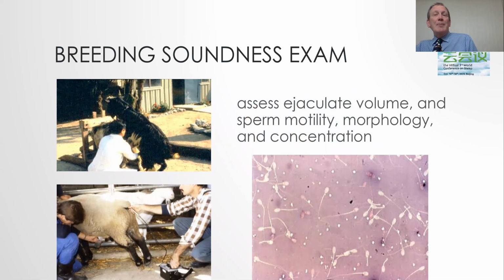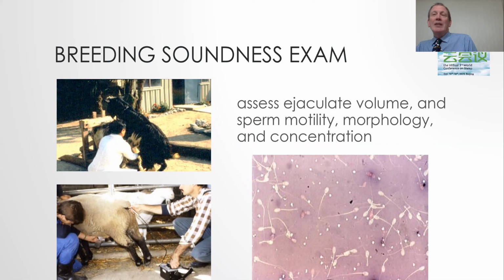When we collect that semen sample, whether it be by artificial vagina or electroejaculation, we're going to want to measure the ejaculate volume. We're going to want to look at forward progressive sperm motility. We'll go ahead and kill a small subset of those sperm and do some live-dead staining to look at morphology. And of course, measuring the sperm cell concentration with a hemocytometer or some other apparatus is particularly important if we're going to be doing artificial insemination with the semen that we collect.